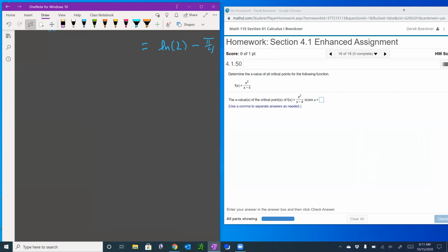Does anybody want to do this one while we've got it open? Yeah. Okay. So critical values, x values for all critical points. So we check where the endpoints of the domain are. And the domain is -infinity to 4, union 4 to infinity. So 4 is a possible critical value, critical point. There might even be a difference between critical point and critical value in the book. I don't know.